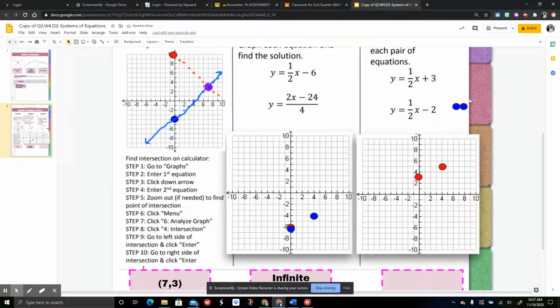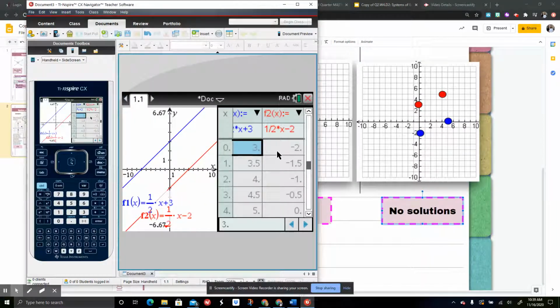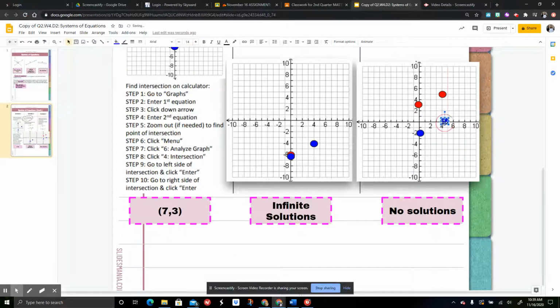The second equation is 1/2 x minus 2. So I'm going to put 1 point at -2. If you go to the table to put your points, if you notice here, it goes 4, and the first equation is at 4, 5, but the second equation is at 4, 0. So we're going to put that second dot for the second equation at 4, 0. And of course, because there are no intersections here, there are no solutions.